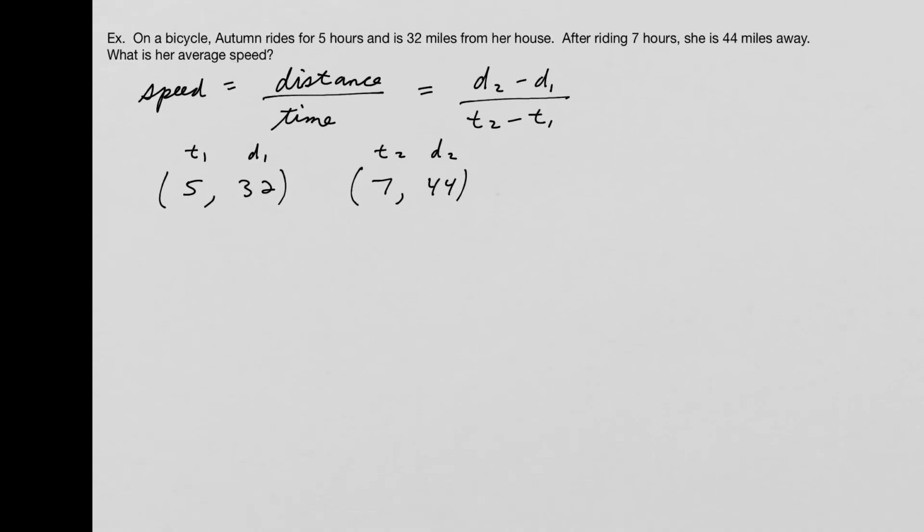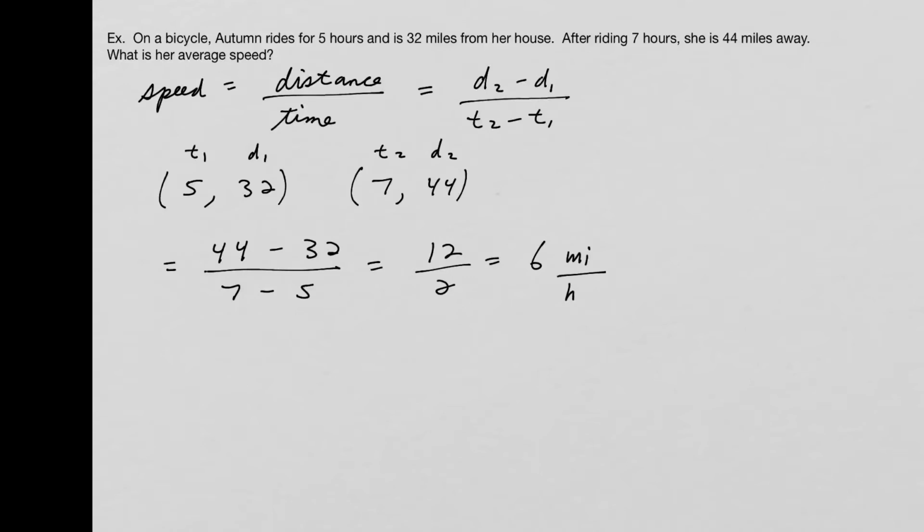Right? So the distance, which is a change in position, is going to be 44 minus 32 over, and then the change in time is 7 minus 5. So this is equal to 12 divided by 2, which is 6. And remember, it has units, right, of miles per hour. So her average speed over that time interval from 5 to 7 hours is 6 miles per hour.